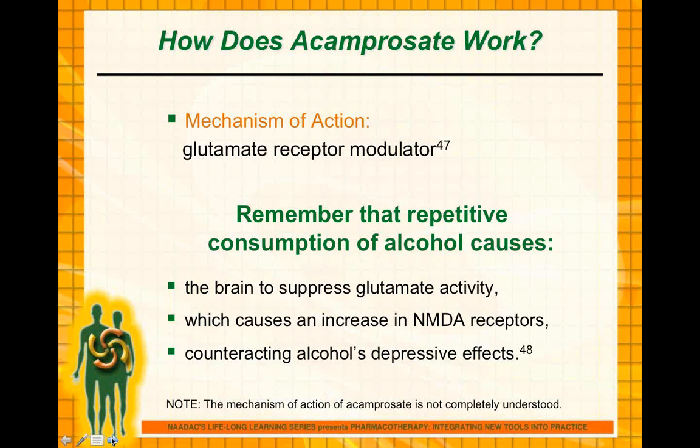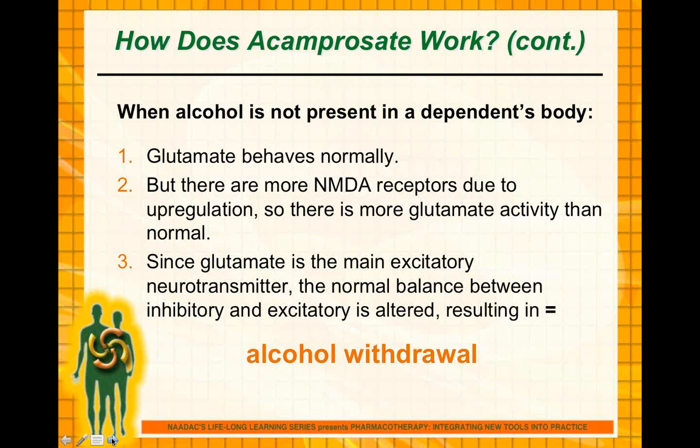Where this comes into play is that, if you remember, after the repetitive consumption of alcohol, the brain is suppressing glutamate activity. The brain needs to be in a constant state of balance, so it increases the amount of glutamate receptors, which counteracts those alcohol depressive effects. As I alluded to before, when alcohol is not present in the alcohol dependent body, glutamate is able to behave normally. But there are a lot more glutamate receptors able to behave normally because of that upregulation. So now there's more glutamate activity than normal.